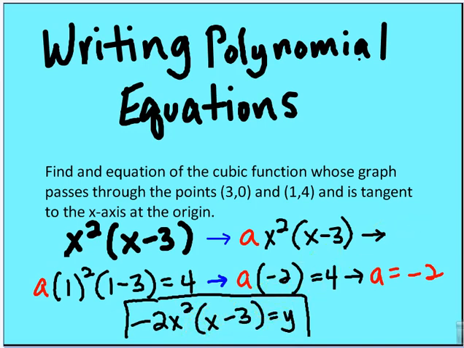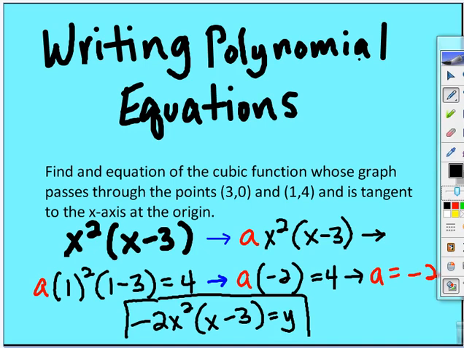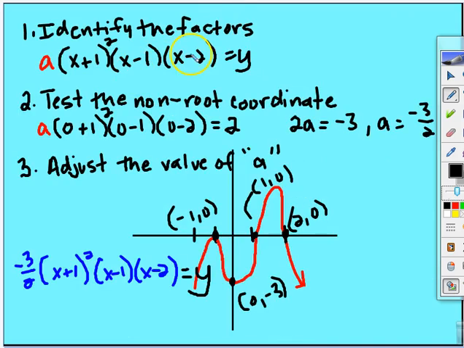All right, that's it for this edition of Oughton Math, a really quick video on writing a polynomial equation from a graph or from a description of a graph. So again, walking through the steps, we want to identify the factors, test the non-root coordinate, and solve or adjust the value of a, and then we're going to write our function.